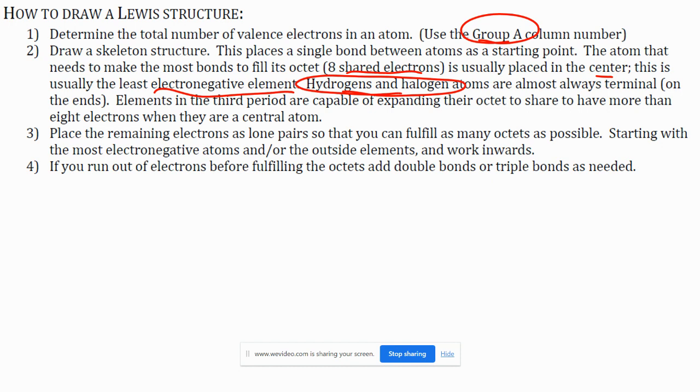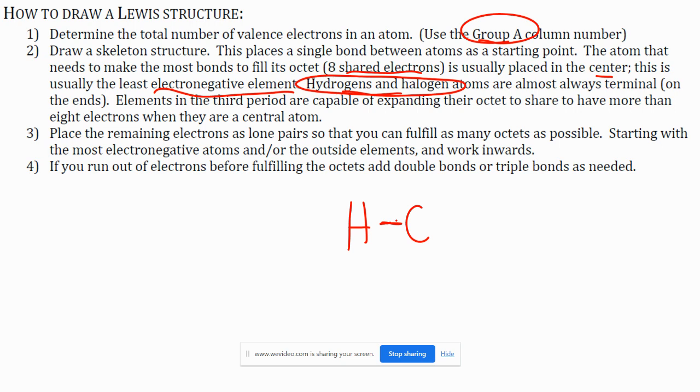Hydrogen and almost all halogens, and always hydrogen, have to be on the end. Okay. If you think about it, hydrogen has 1 electron. It needs how many to be happy? 2. Can it take any more in? Hydrogen can't take any more in. So once it's bonded, like with a carbon over here, once it's gotten bonded with a carbon, it's got those 2 electrons. It can't have anything else coming off of it. It always has to be on the end.